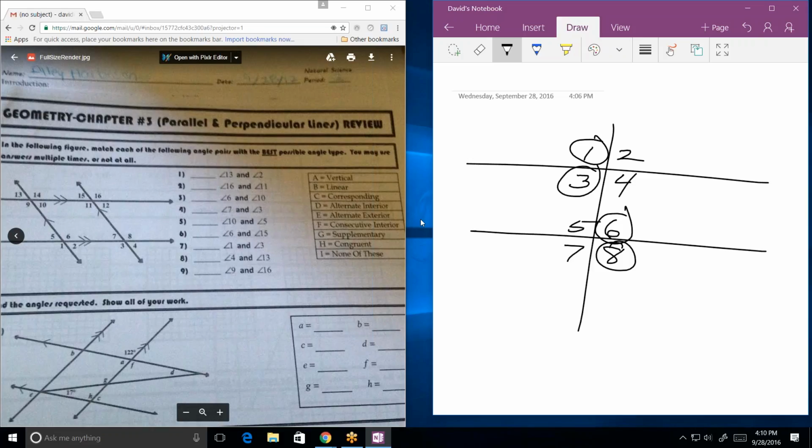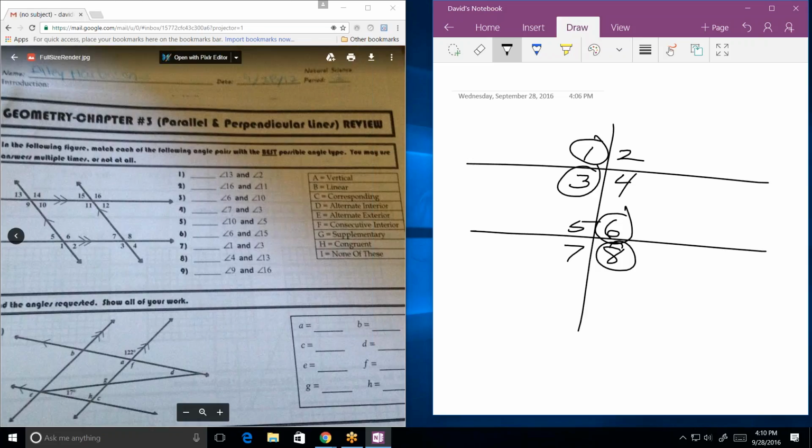Good. How about give me two consecutive interior angles? 4 and 6 and 3 and 5. Good. All right. Back to the problems. Let's see. What's 1 and 3? Congruent. Yep. How about 4 and 13?